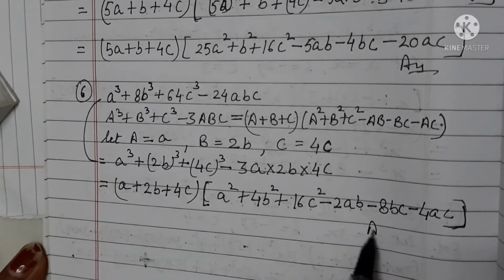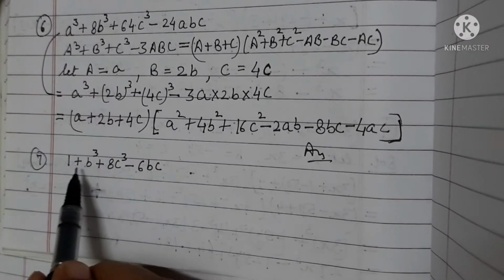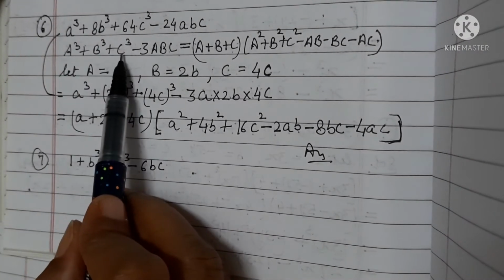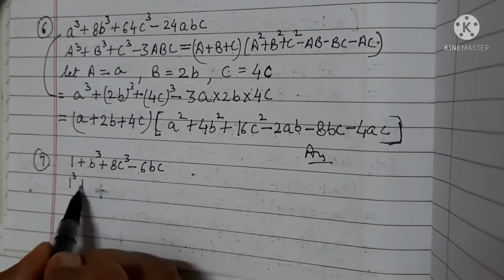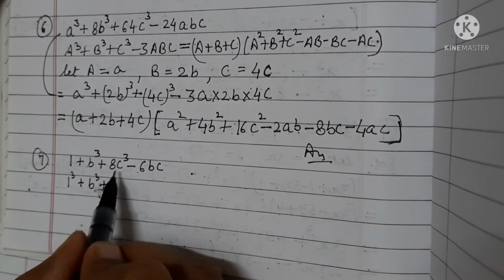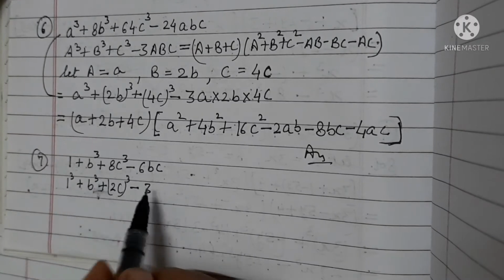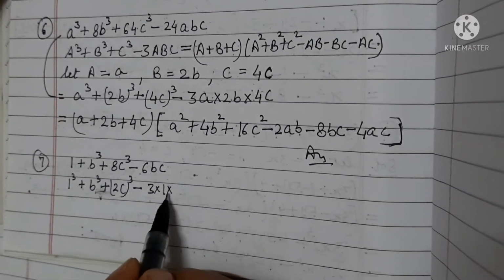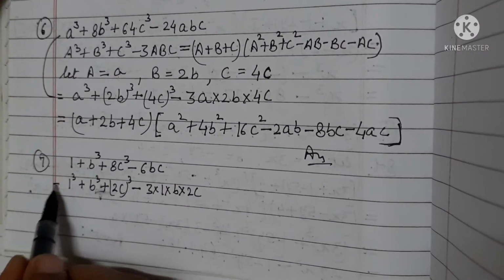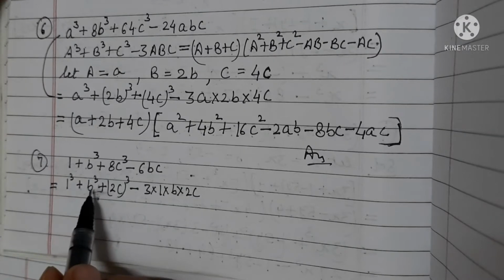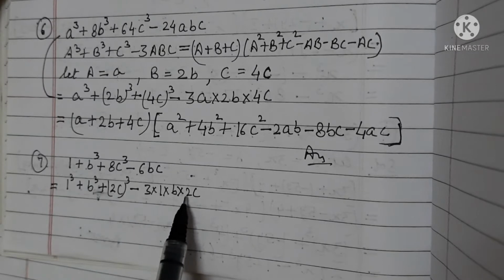So this is the answer. In question number 7, make it in the form of a cube plus b cube plus c cube minus 3abc. So here you can write it as 1 cube plus b cube plus 2c whole cube minus 3, where a means 1, b means small b, and c means 2c. See, this is 1 cube plus b cube plus 2c whole cube, 3 into 2 is 6bc.